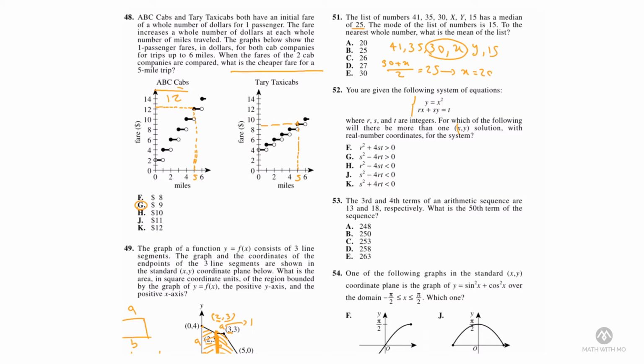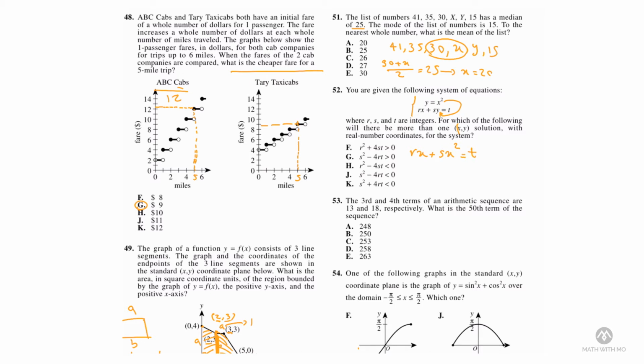So what you need to do here, you want to solve a system, right? So you can do the substitution. So instead of y, I can put x squared. So basically, I put x squared instead of y here. So rx plus sx squared equals t.